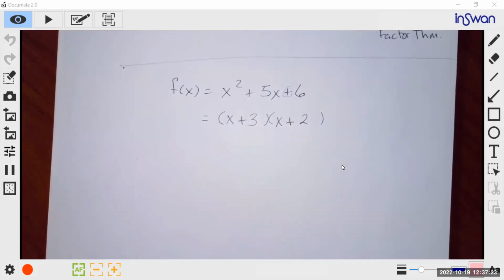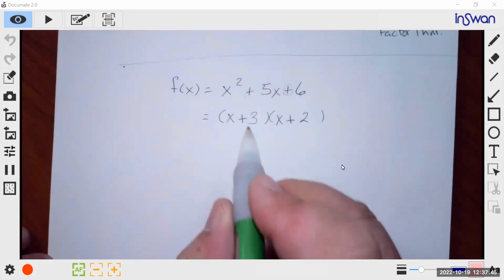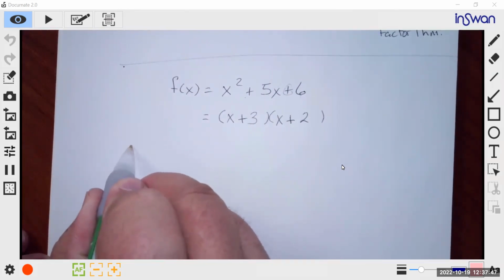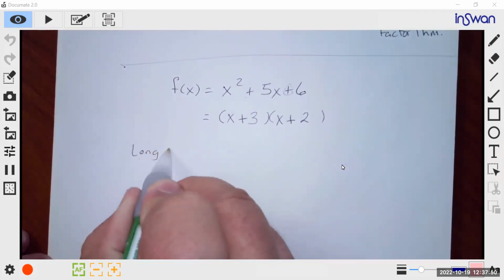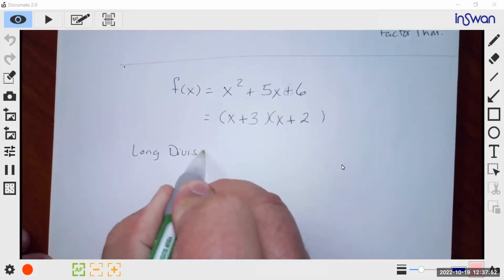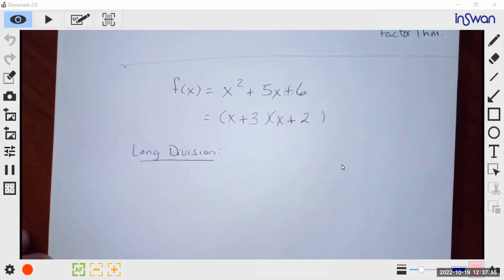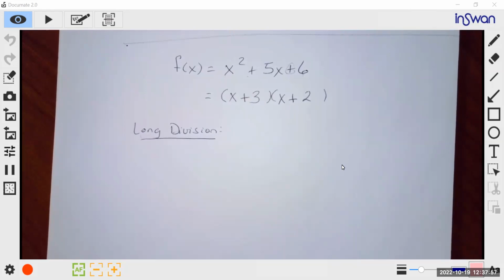So now what we're going to do, we're going to learn how to take these and test them to see if they're true factors, if they're true solutions. There are a couple of ways we can do that. One's by the remainder theorem. One of them is by the factor theorem. So let's look at this. Do y'all remember what long division was?